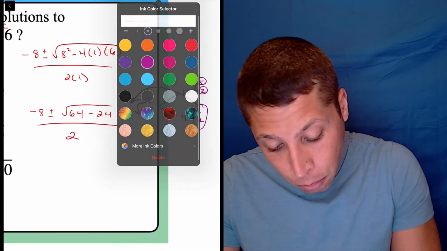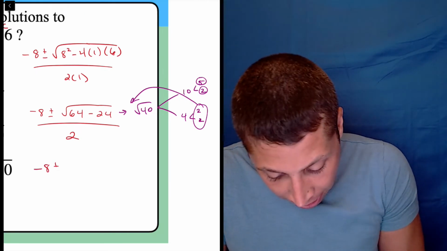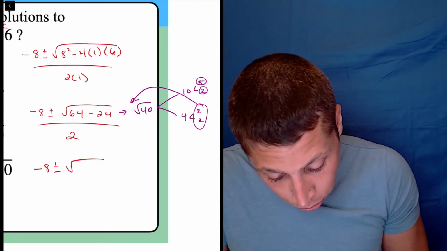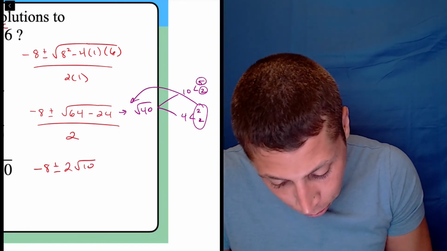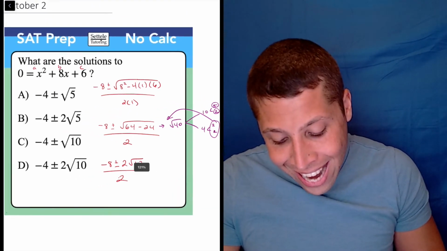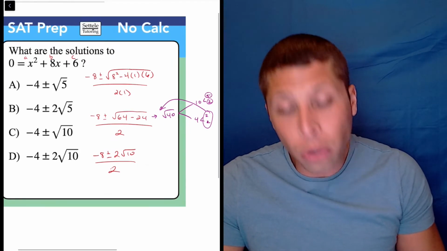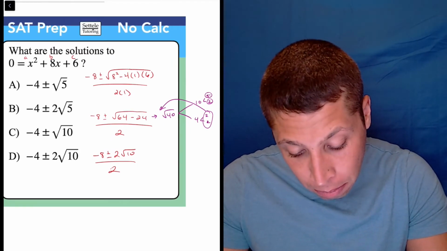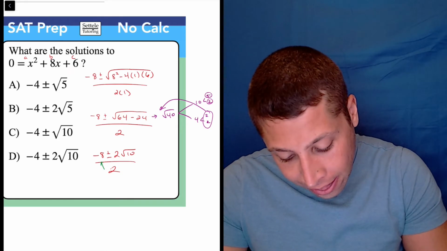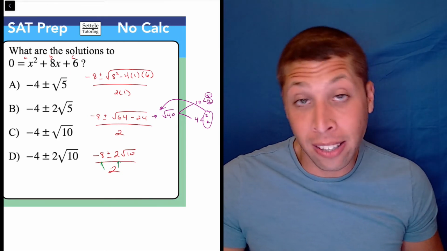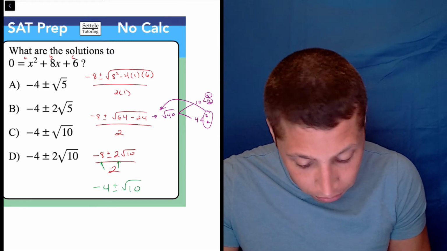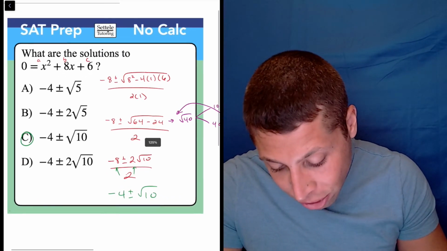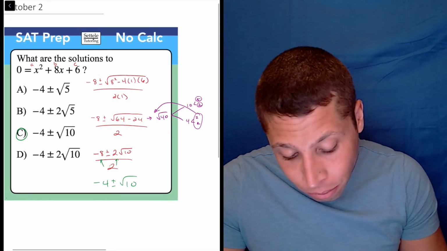So what I'm going to end up with is negative 8 plus or minus 2 times the square root of 10 over 2. And now I can reduce the 2 that's on the bottom. I have to be able to break it into both parts. So that's going to mean that the negative 8 gets divided by 2 and the 2 here. And that's going to leave me with negative 4 plus or minus square root of 10, which is choice C, which is the answer.